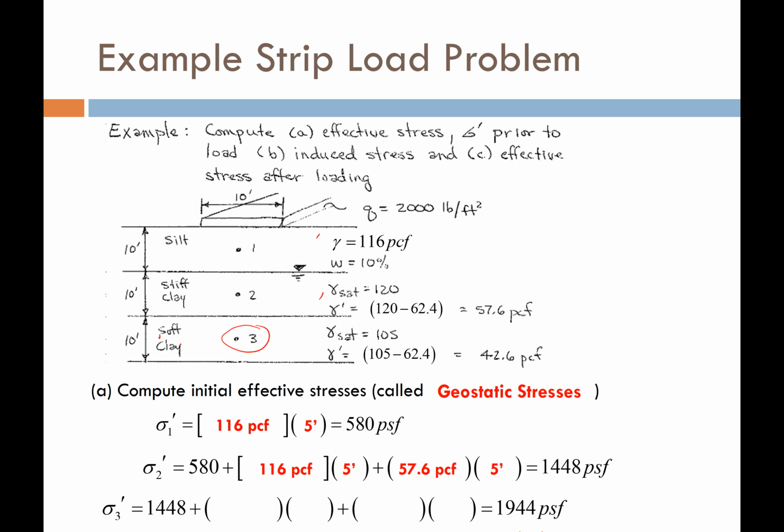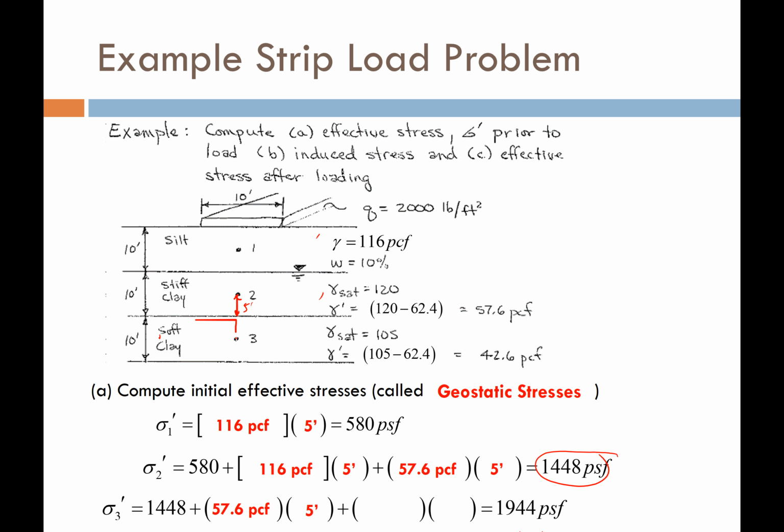To get the effective stress at point 3, we'll start with our effective stress from point 2, the 1448. We'll add to it the stress from the remainder of our stiff clay layer, which would be the buoyant unit weight of 57.6 pounds per cubic foot times the thickness of that remainder of the layer, which is 5 feet.